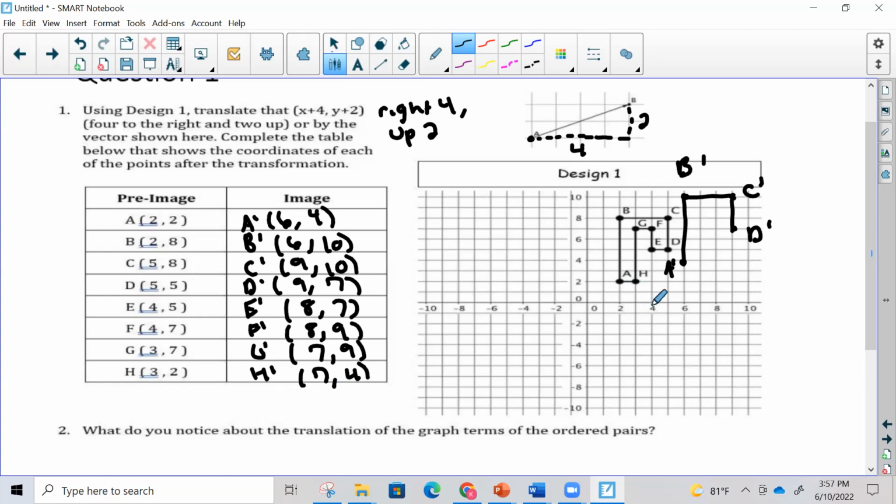Okay, so then I'm going to plot them. So E is at 8, 7, that's E prime. F prime is at 8, 9. G prime is at 7, 9. And then H prime is at 7, 4.